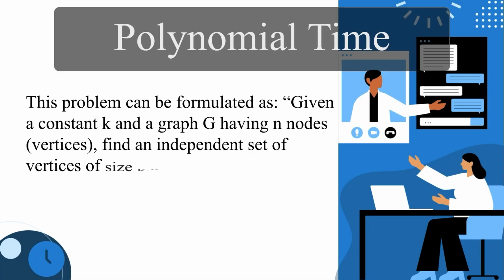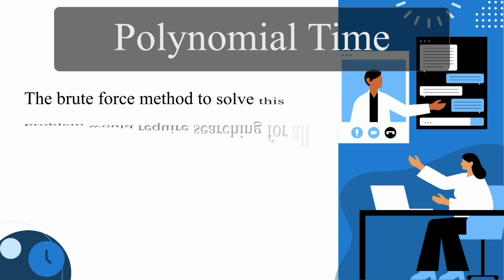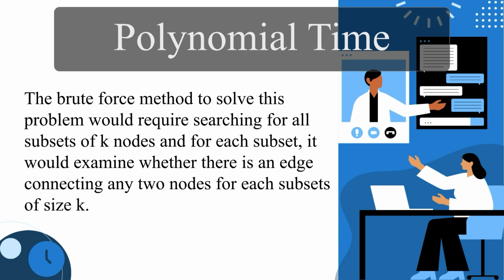but among themselves they do not have any edge. Okay. So, this problem can be formulated as, given a constant k and a graph G having n nodes or vertices, find an independent set of vertices of size k. And if you take a brute force method to solve this problem, it would require searching all subsets of k nodes. For each subset, it will examine whether there is an edge connecting any two nodes for each subset S of size k, thus leading to order n to the power k or the polynomial time.